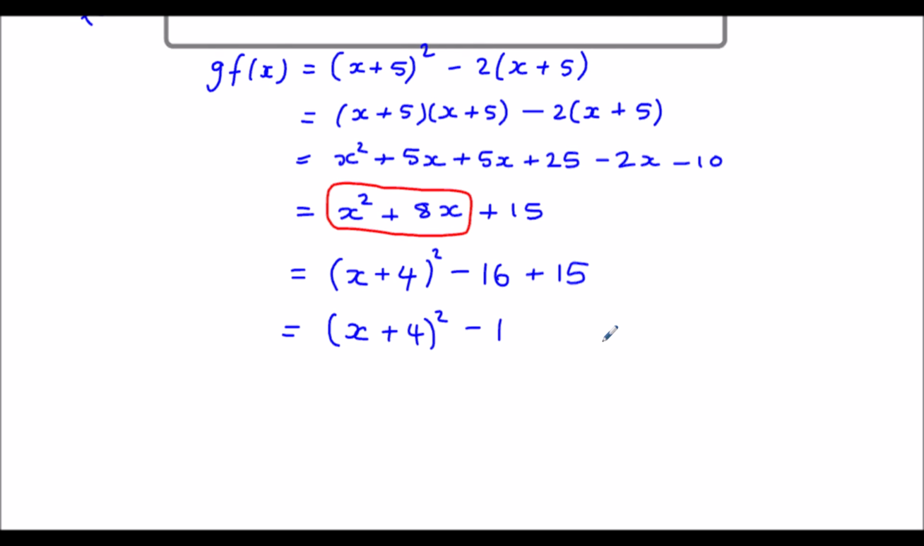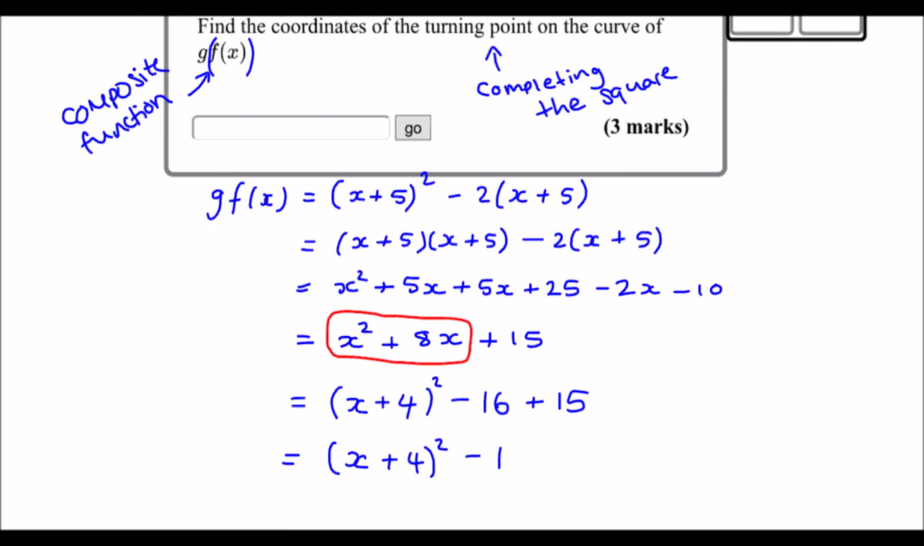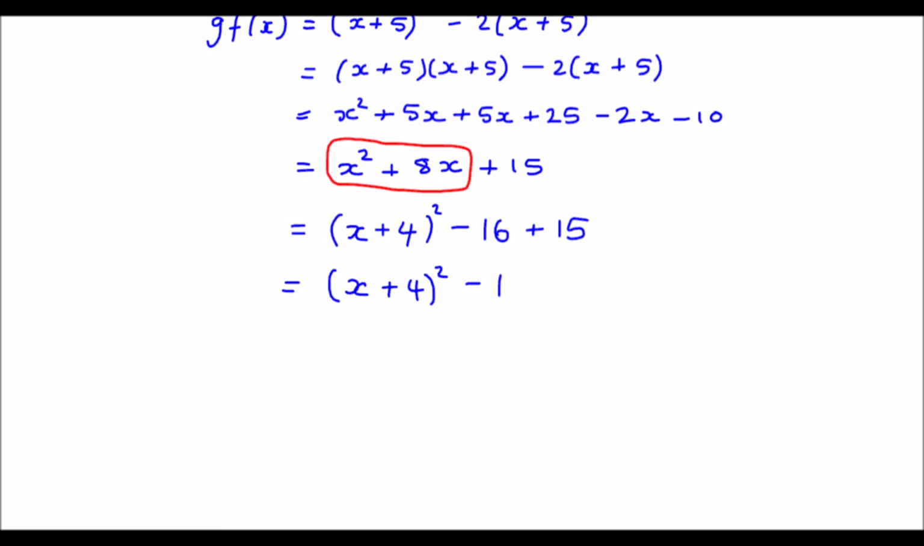We have completed the square. And this tells us the minimum point, or our turning point, as it said. So our minimum point, or our turning point, is, well, the lowest point is what makes this bracket 0. So what would x have to be to make the bracket 0? x would be minus 4. And then if x was minus 4 and this bracket was 0, what would be left? We'd be left with minus 1. So our minimum point, our turning point, is at minus 4, minus 1.